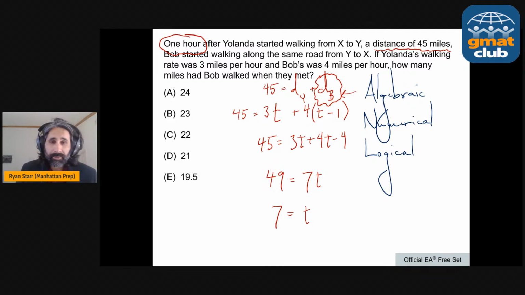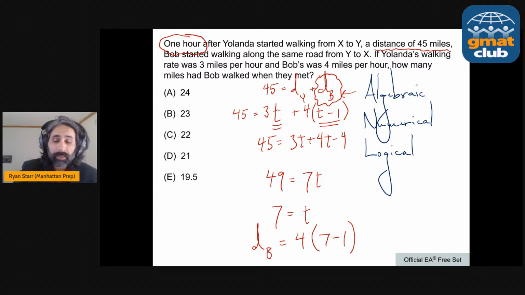Who's walking 7 hours? It's Yolanda, right? Yolanda was the one who was walking for t hours initially. Bob's walking for t minus 1 hours. And that's important because remember, we're looking for the distance Bob traveled, which is going to be his rate, 4 miles an hour, times the number of hours he spent walking, which is 1 hour fewer than Yolanda spent. And that's going to be 24 miles. All right? That's an algebraic approach to this problem.